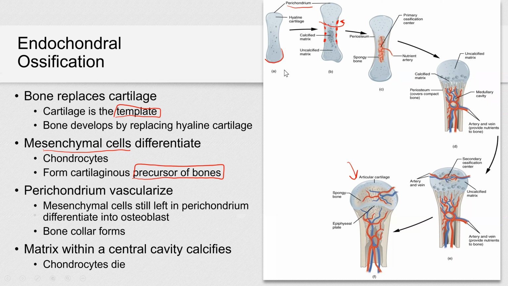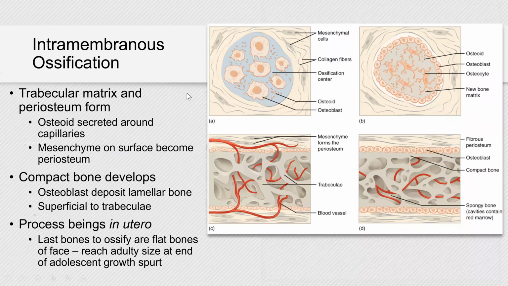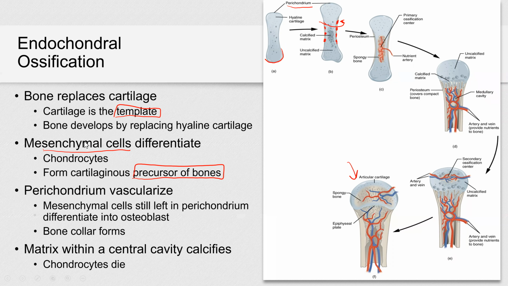Okay, now I know it might be a little bit confusing, so let's review. We start with mesenchymal cells. Mesenchymal cells will differentiate into chondrocytes, unlike what we had over here, where mesenchymal cells differentiated straight into osteoblasts. Now, mesenchymal cells differentiate into chondrocytes, and chondrocytes form this cartilaginous template for our future bones. Now this cartilage is avascular. It gets nutrients and oxygen by diffusion, and cartilage is covered by perichondrium. Within this perichondrium, we still have mesenchymal cells left, which differentiate now into osteoblasts.